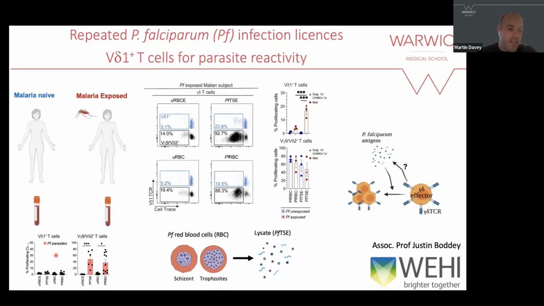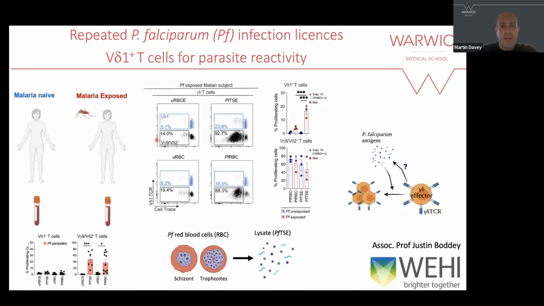So if we look down here, the V delta 1 cells basically didn't proliferate in response to anything from healthy donors. So there was no response from the V delta 1. That was fine, but it was all from healthy individuals. Whereas there was a really nice response by the V gamma 9 V delta 2s to the PF extract and the intact red blood cells, although this was quite variable between individuals. But there was no response to the uninfected material, so the intact cells or the lysates.